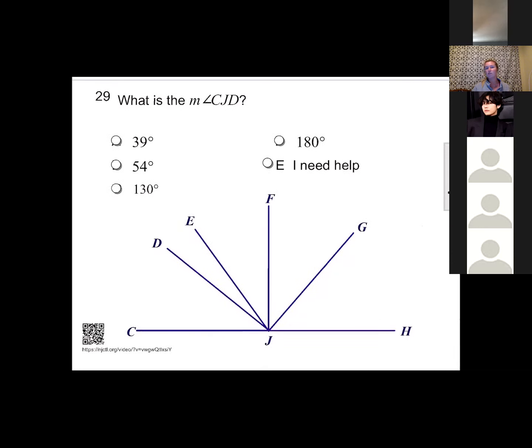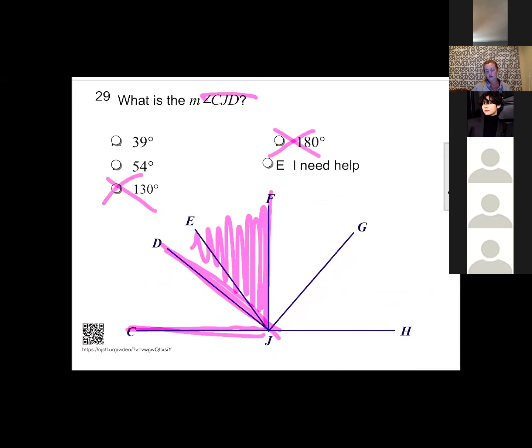So this is the knowledge check. Obviously, you're definitely not taking this knowledge check because you don't have a protractor. So if we look at this, let's determine what we could do, and then we'll watch her video. It wants CJD, so C to J to D. We know that 90 degrees would be this one, so it has to be less than 90. None of these could be our answer, okay?